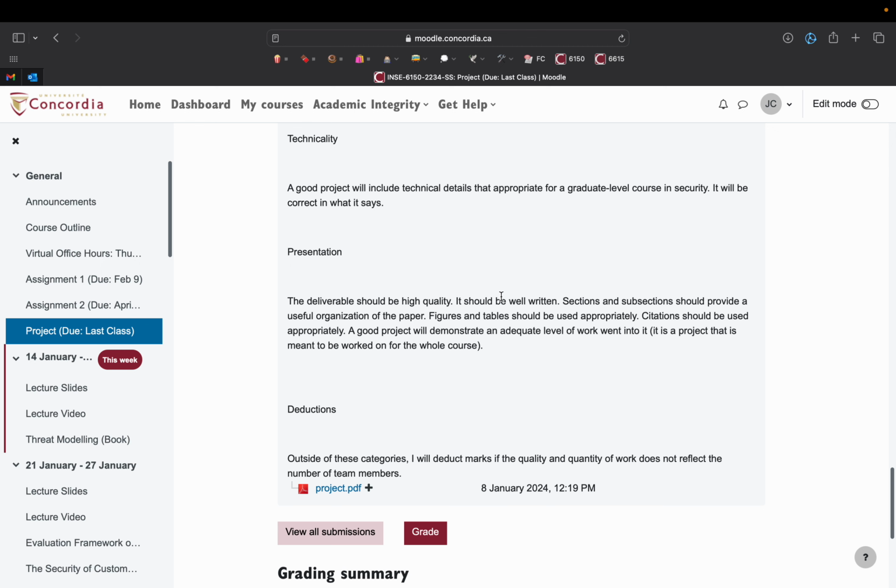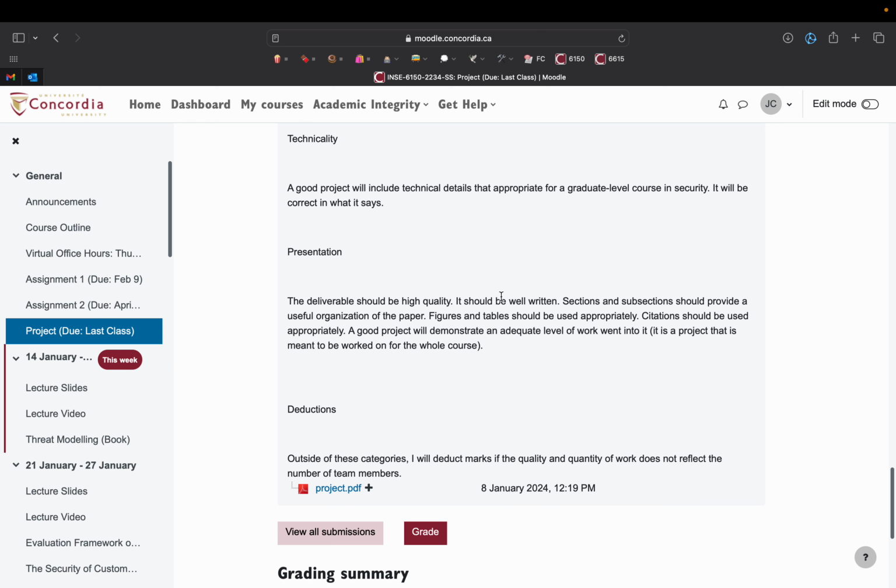Back to the grading scheme. I'm expecting some technical content. Technical can mean a lot of different things depending on what you're doing, okay? It doesn't mean code. It doesn't mean math. It doesn't mean logic per se. It might mean those things depending on what you're doing, okay?